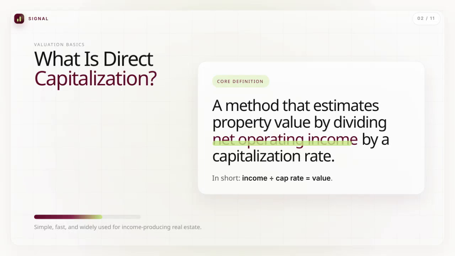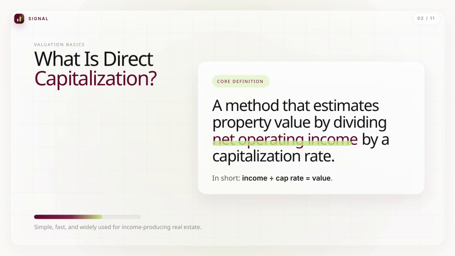Let's talk about direct capitalization. At its core, it's a straightforward method for estimating the value of a property. Essentially, you take the property's net operating income, which is the income it generates after expenses, and divide that by the capitalization rate. This calculation gives you an estimate of the property's value.